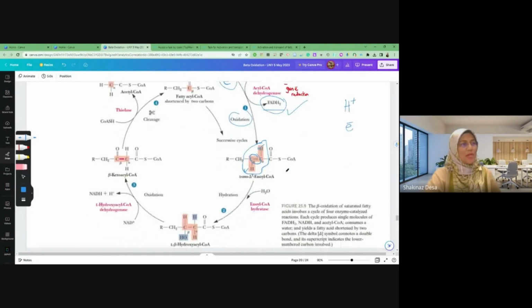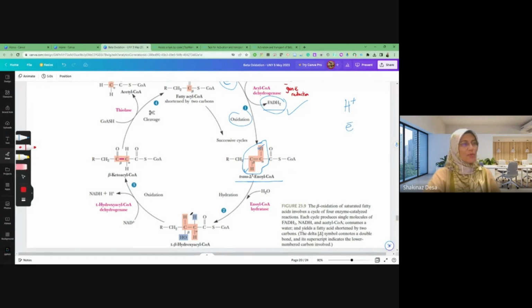So what happens to the fatty acyl? It has a new name now. Its new name is trans-enoyl CoA. Trans-enoyl CoA. So this is the structure with the double bond right there. Okay, that is oxidation. What's next?